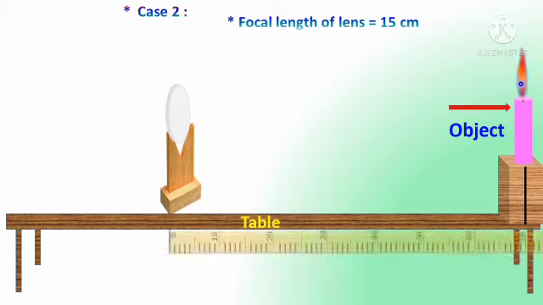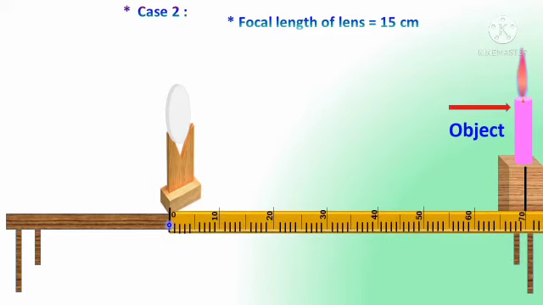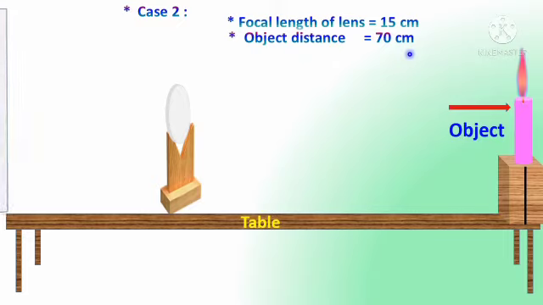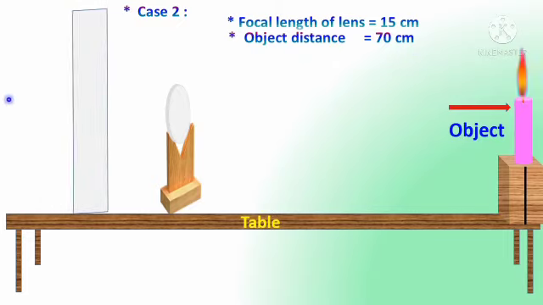Here in front, we take the object, that is the candle, at a distance of 70 centimeters. The distance between lens and object is 70 centimeters. That is small u. Object distance u equals 70 centimeters. And next, we want the screen, where we can find the image. Here we use a white paper as the screen.